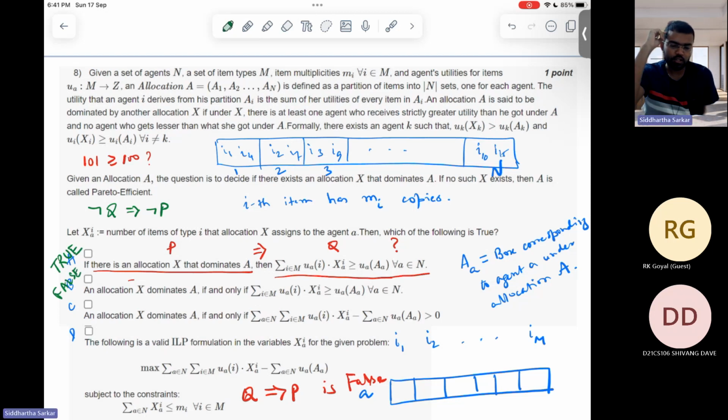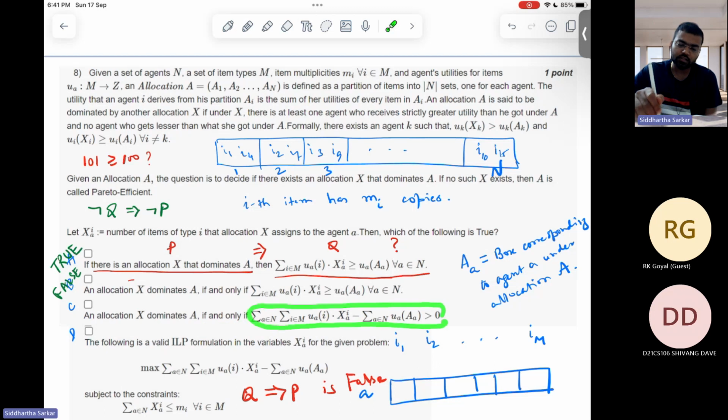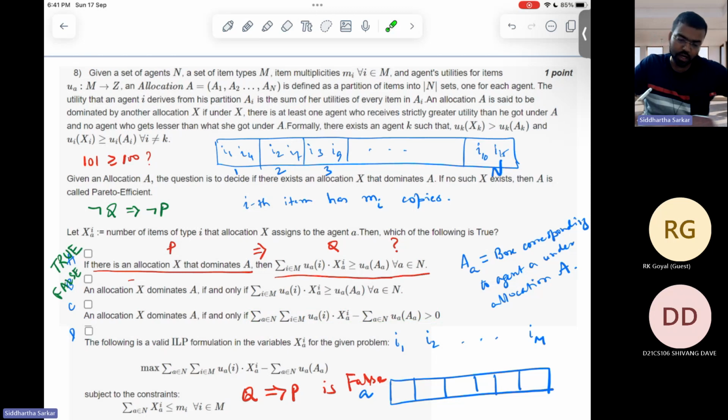So what is the next one? An allocation X dominates A. Again, there is an if and only if statement, but the Q part, the other statement, is different. So let us parse this statement.